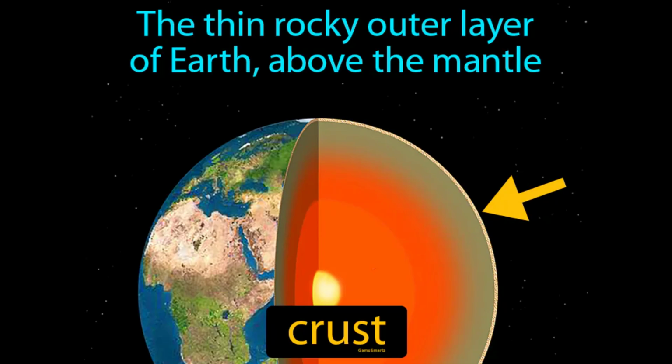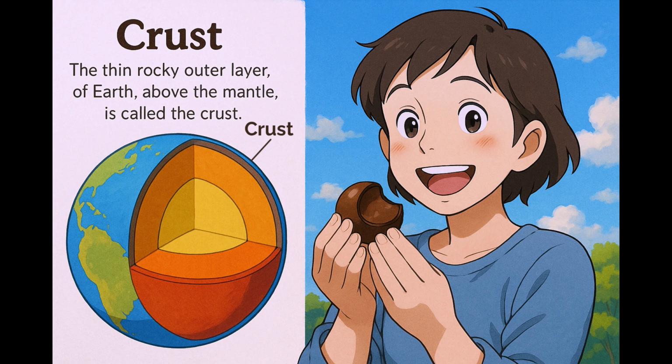The thin, rocky outer layer of Earth, above the mantle, is called the crust. The crust is the hard outer shell of the Earth where we live. Imagine you're holding a chocolate truffle with its delicate shell and rich filling inside. The Earth's crust is much like that thin chocolate shell. It's the outermost layer that encases the entire planet.